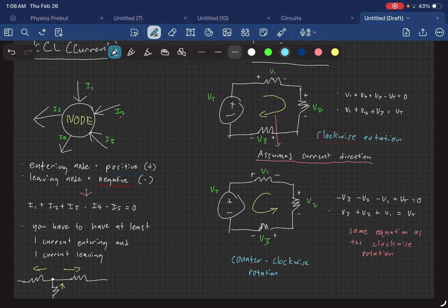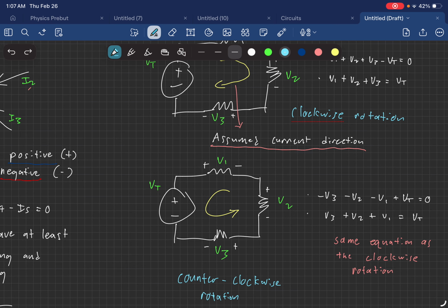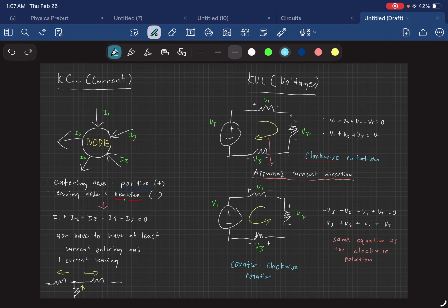We assume a counterclockwise rotation. So we start from here. We meet a negative, minus V3. We meet a negative, minus V2. We meet another negative, minus V1. Then we come here, it's positive, plus VT. Again, if you arrange the equation, you get this. This is the same as the equation above. So V1 plus V2 plus V3, basically, the voltages equate to your voltage total. And if you arrange, the difference is equal to 0.